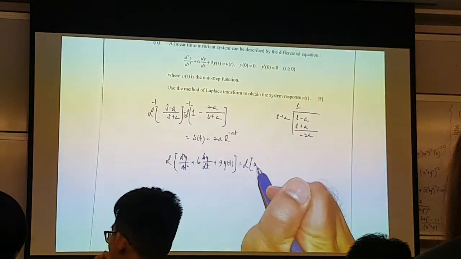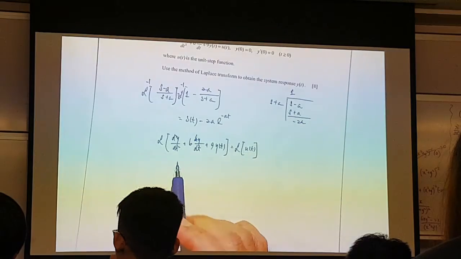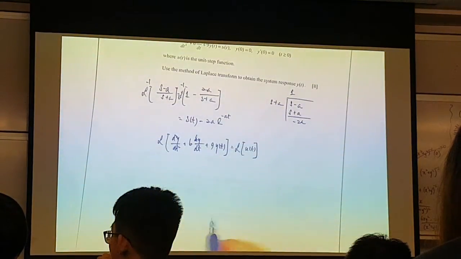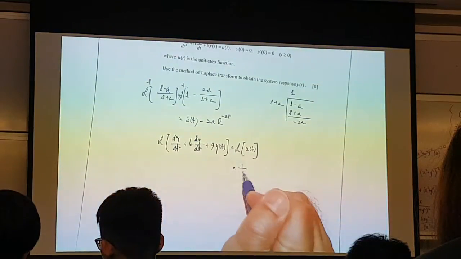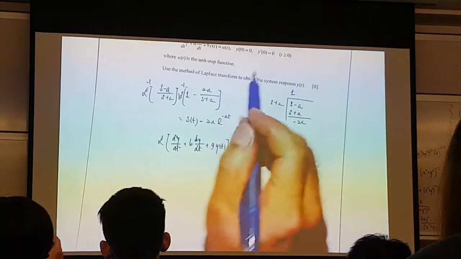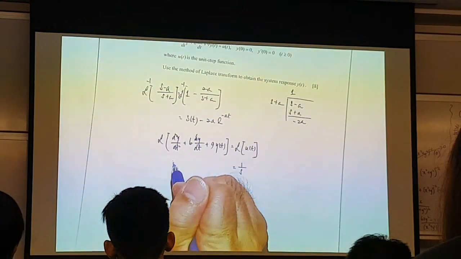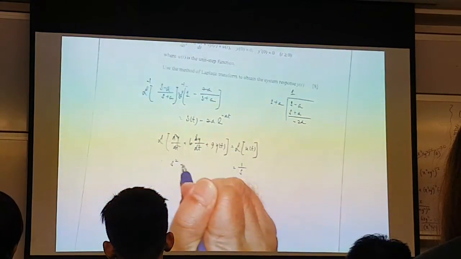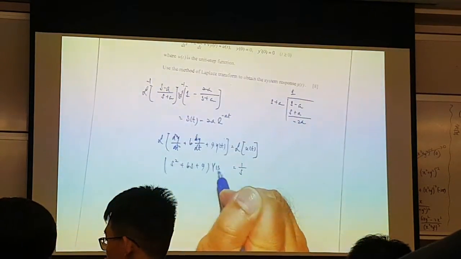On the right-hand side, you also need to take the Laplace transform for the whole equation. The right-hand side is a unit step function, so this is actually 1 over s. On this side, with all the initial conditions equal to 0, you end up with s squared plus 6s plus 9, and this is actually your Y(s).